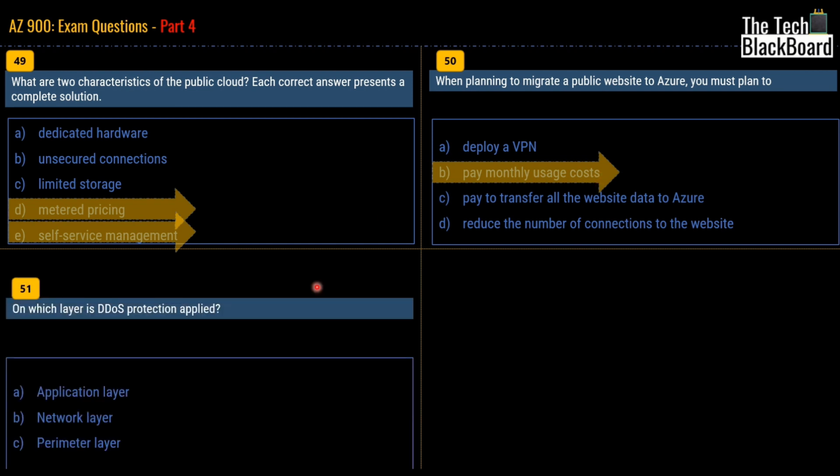Moving on with question number 51, which says, on which layer is DDoS protection applied? Is it on the application layer? Is it on the network layer? Or is it on the perimeter layer?